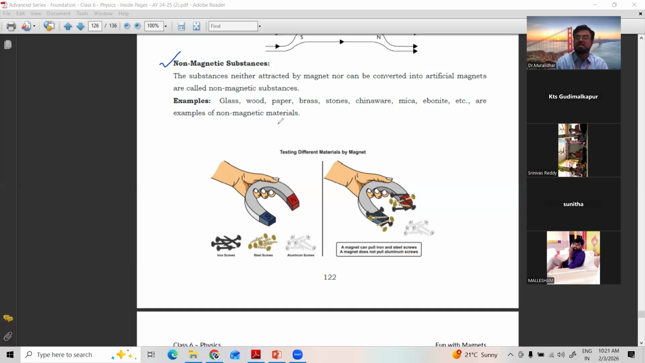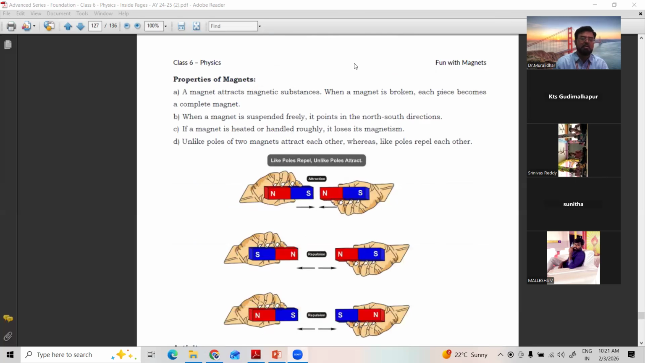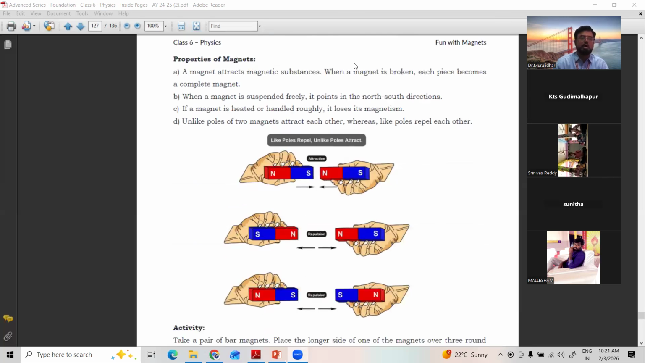Or you can check whatever is there in front of you. You can immediately check which are attracting to the magnet, which are slowly attracting, or which are not attracting. So like that we can classify the magnetic and non-magnetic materials based on their behavior in the magnetic field. In a magnetic field, how they are behaving. Clear?